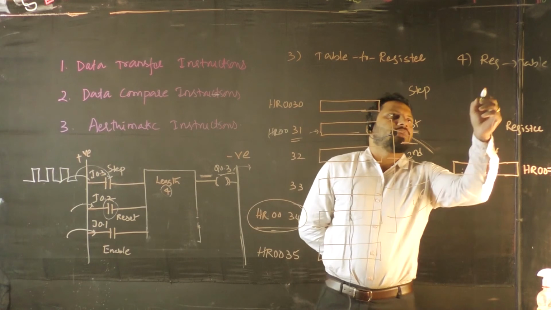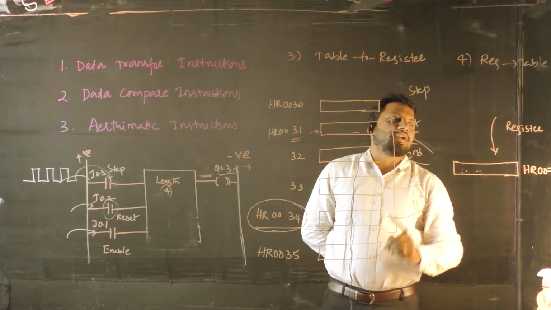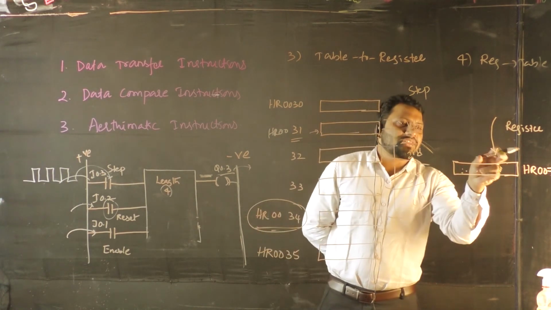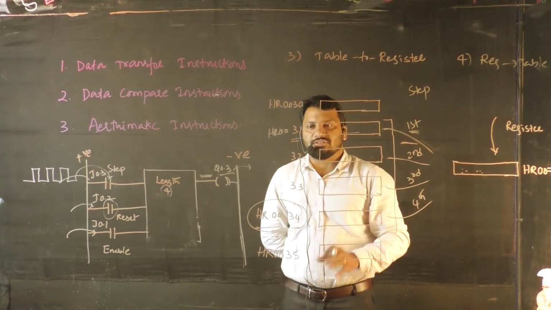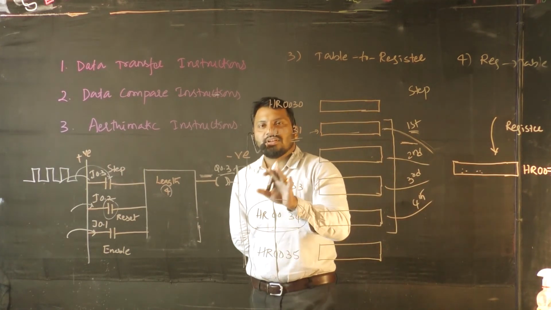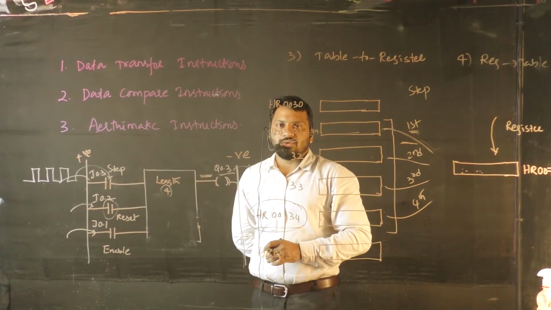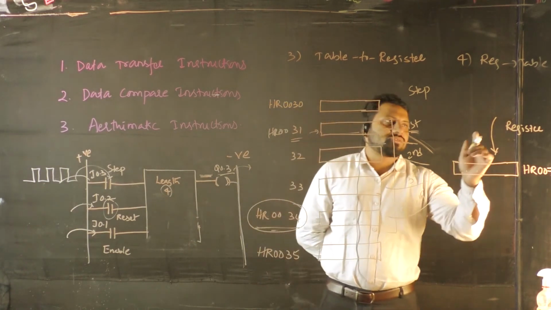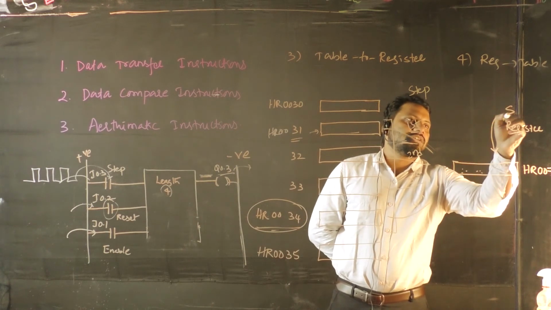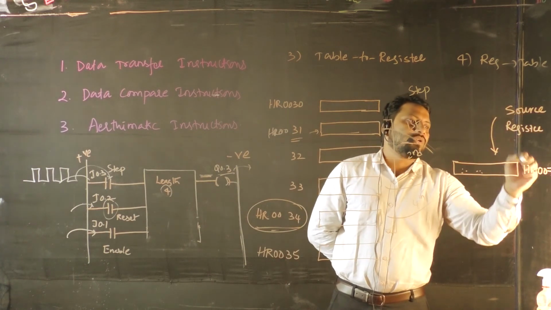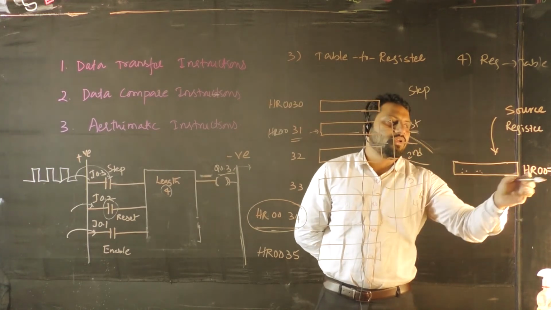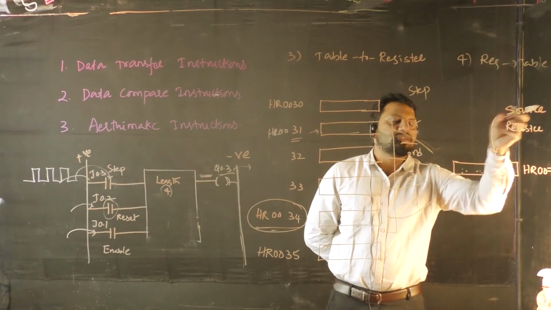Now we are going to look into the register to table transfer. This one is the source register. It is the reverse operation. Previously, whatever we discussed is the table to register transfer. Now register to table. So now the source is the register. This is the source register. Holding register, for example 0070, is the source register.